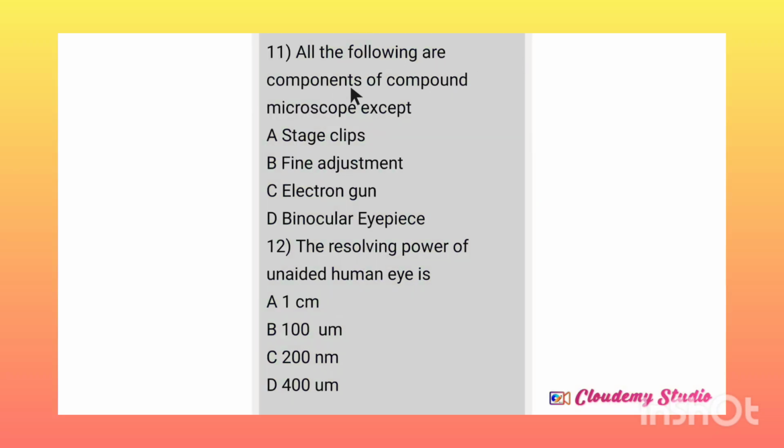All the following are components of a compound microscope except A option stage clips, B fine adjustment, C electron gun, D binocular eyepiece. The answer to this MCQ is electron gun, because the electron gun is present in electron microscopy, and stage clips, fine adjustment and binocular eyepiece are components of a compound microscope. Next question, the resolving power of the unaided human eye is 100 micrometer. The answer to this MCQ is 100 micrometer.